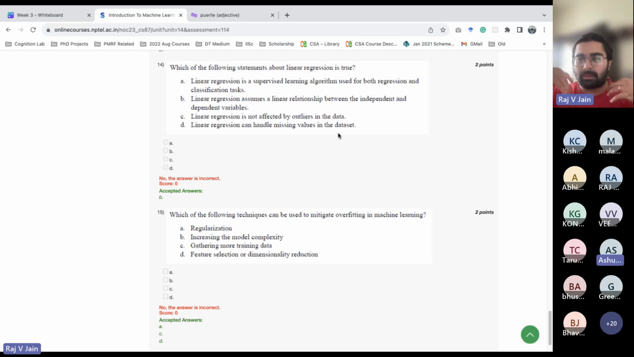It needs all the values to be present because we do this sort of multiplication with values again. So beta times x, you keep on multiplying and get a final value. And this is clear. It assumes a linear relationship between the independent and dependent variables.